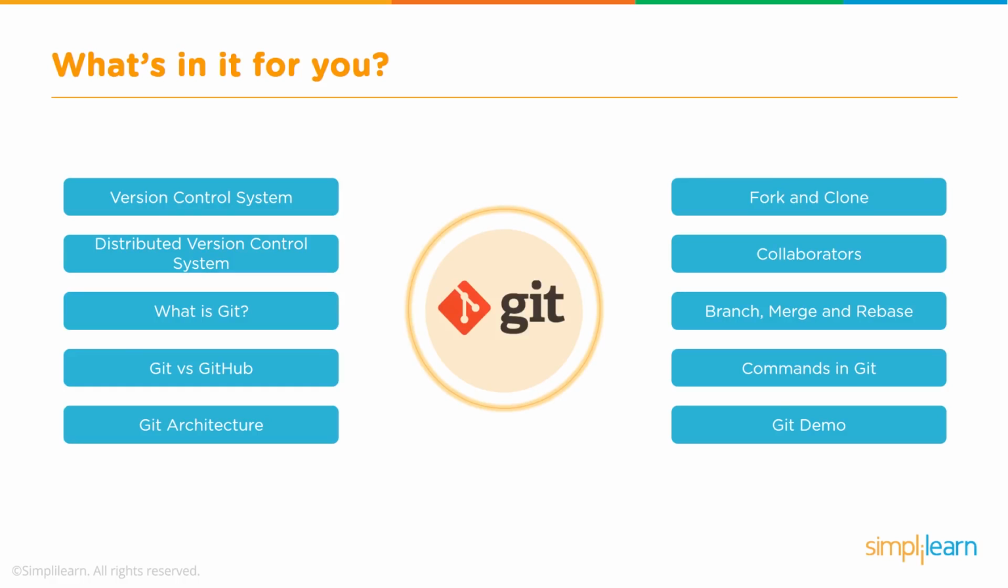We'll break out the architecture of what a Git process looks like. How do you go through and create forks and clones? How do you have collaborators being added into your projects? How do you go through the process of branching, merging, and rebasing your project? And what are the list of commands that are available to you in Git? Finally, I'll take you through a demo on how you can actually run Git yourself.